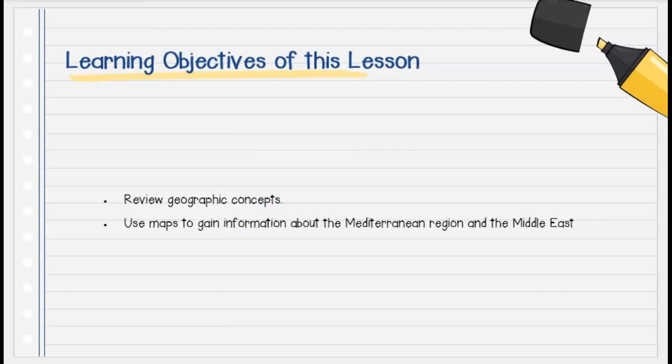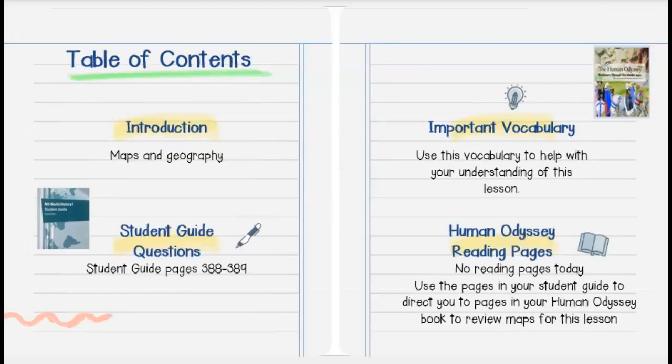Learning objectives of this lesson: review geographic concepts, and use maps to gain information about the Mediterranean region and the Middle East. So, introduction, maps and geography. Student guide questions, pages 388 to 389. And then important vocabulary, we'll talk about some vocabulary that will be used to help with an understanding of this lesson. There are no reading pages for today's lesson, but you will use your student guide. On page 389 in your student guide, it directs you to different pages in your Human Odyssey book to review maps for this lesson. So there are no actual reading pages, but you will still use your Human Odyssey book to help with an understanding of maps.